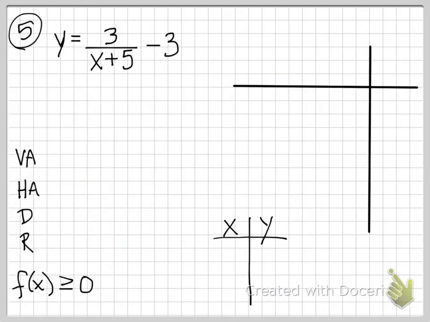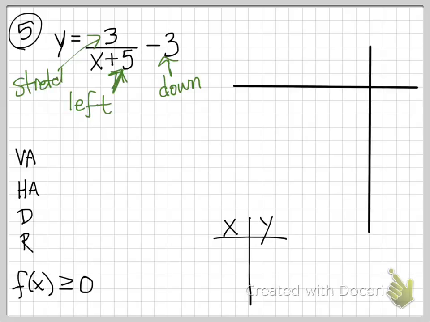Number 5. Let's look first at our transformation. So the 3 at the end is the vertical shift. Because it's negative, it's going to move down. The 5 is the horizontal shift. Because it's positive and it's inside with the x, it's going to move left. The 3 on top is a stretch. Because it's positive, it's not going to reflect.